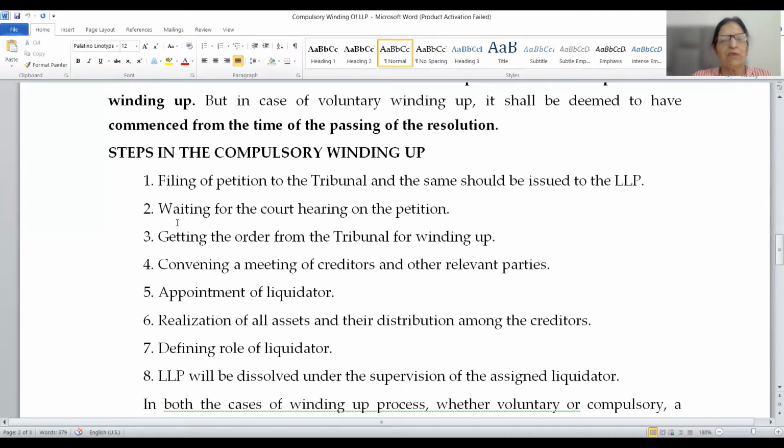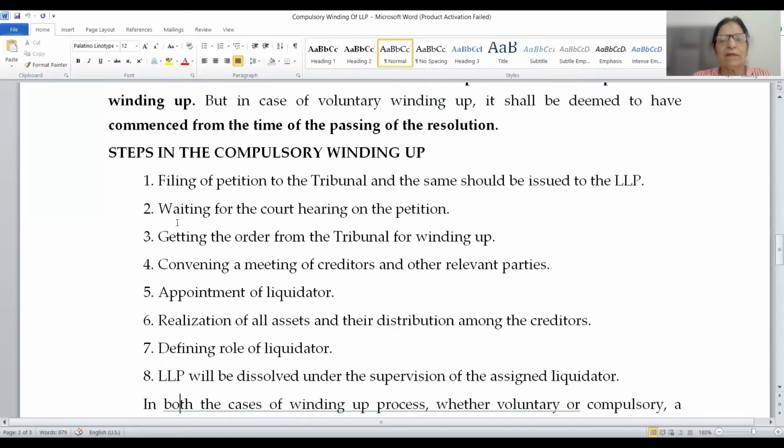So friends, I have told you just now who can file a petition to the tribunal, and what are the powers of the tribunal on hearing the petition. And a copy of the same should also be given to the LLP, because there are various parties who can present the petition to the tribunal. Waiting for the court hearing on the petition. Now, once the petition has been filed, the LLP has to wait for the court hearing.